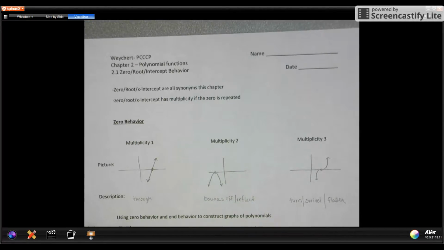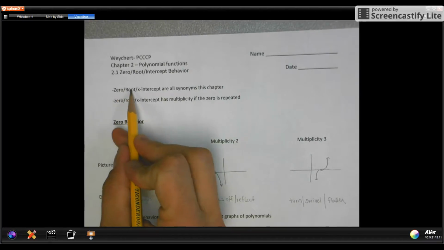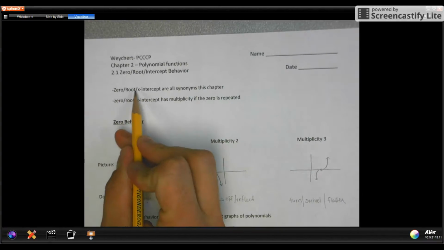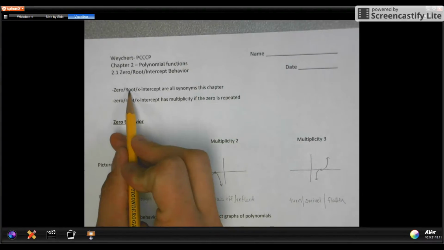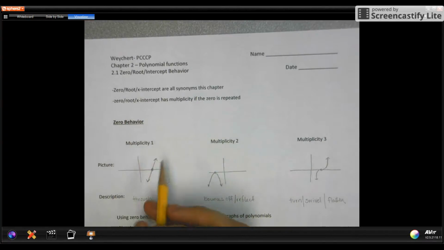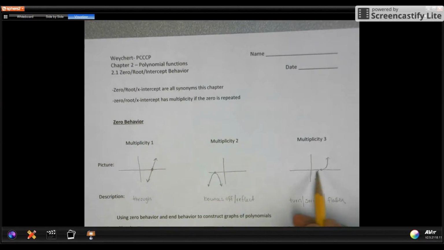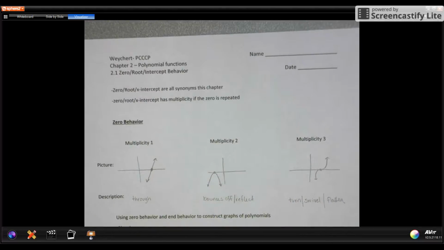So today we're going to talk briefly about the behavior of what we call zeros, roots, or x-intercepts. I've written at the top here that these three words can be interchanged for one another. They all refer to the same thing. So zero, root, or x-intercept. Basically, anytime my graph crosses the x-axis, we're referring to that as a zero, a root, or an x-intercept.